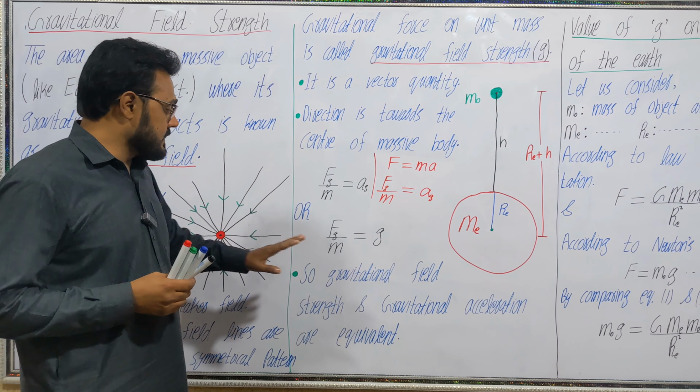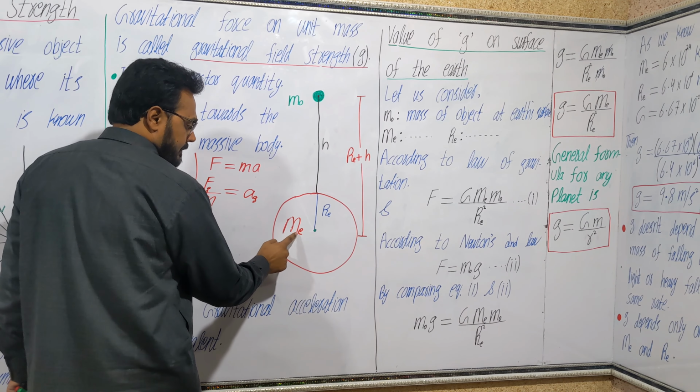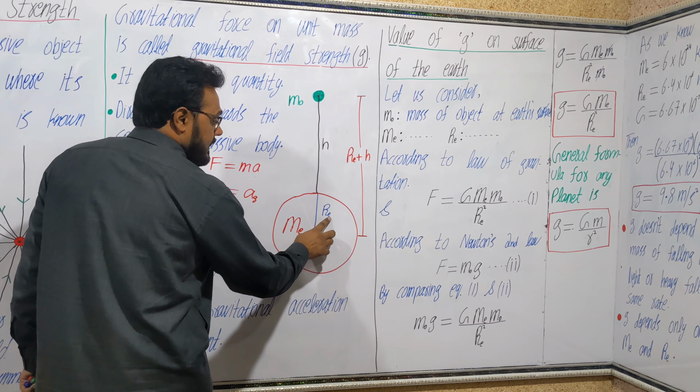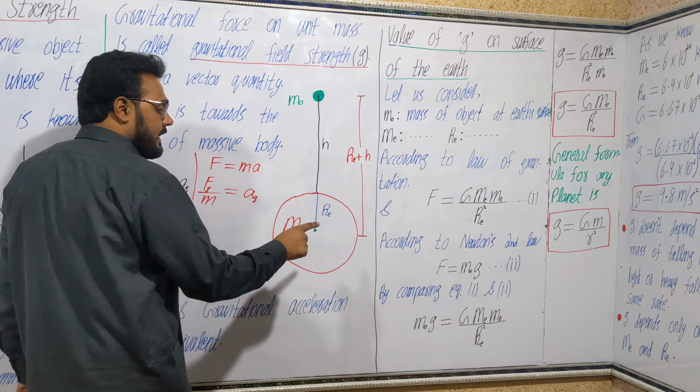Now come here. Value of g. g is gravitational field strength or gravitational acceleration. The value of g on the surface of the earth. This is the earth. This red circle represents earth. M_E is the mass of earth, M mass, E earth. R_E is the radius of the earth, R radius, E earth.